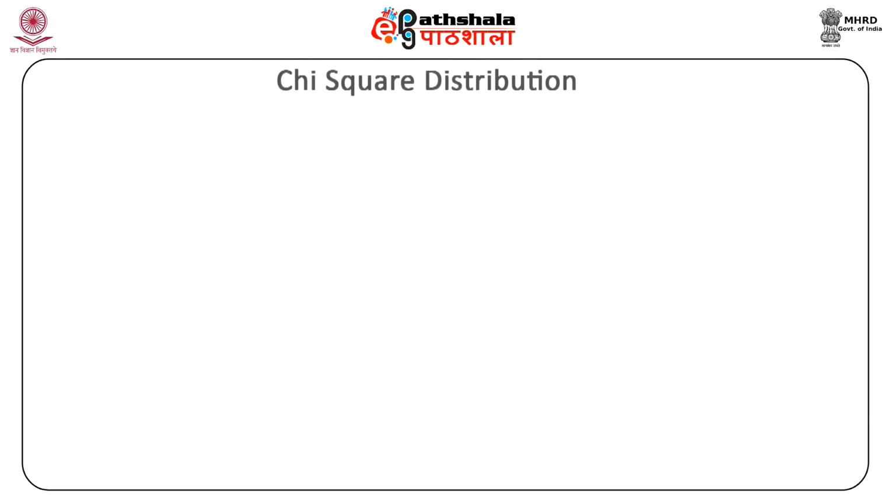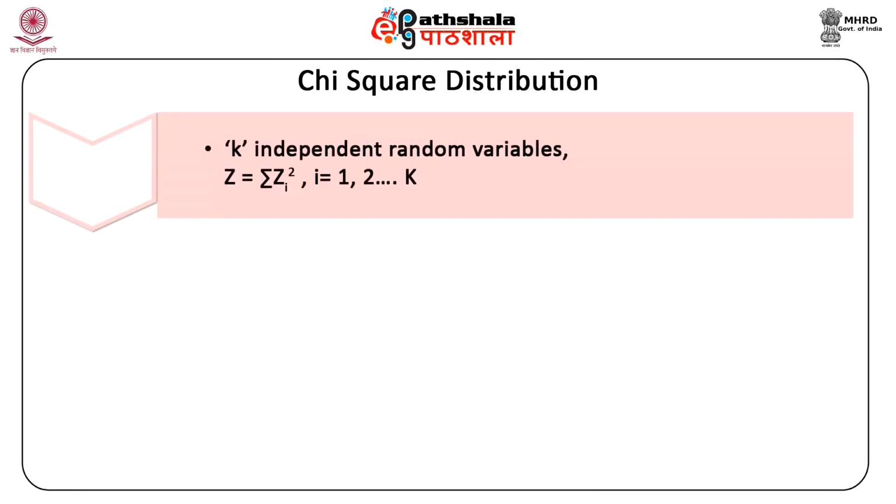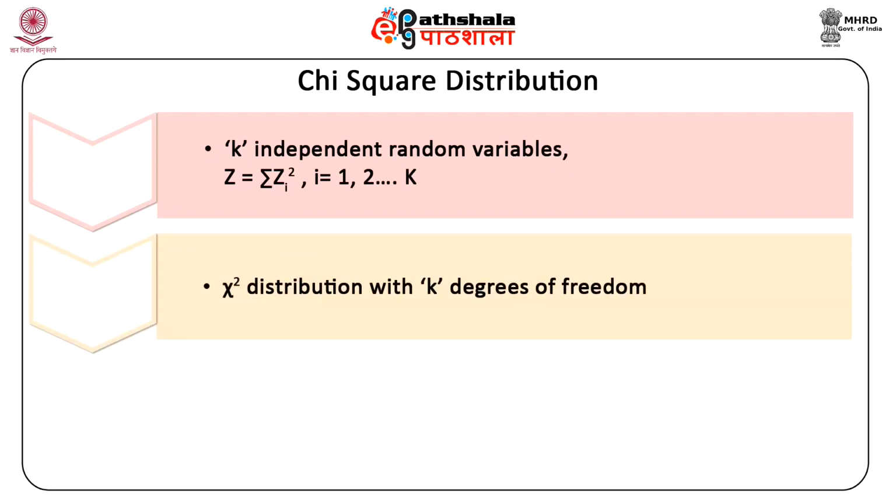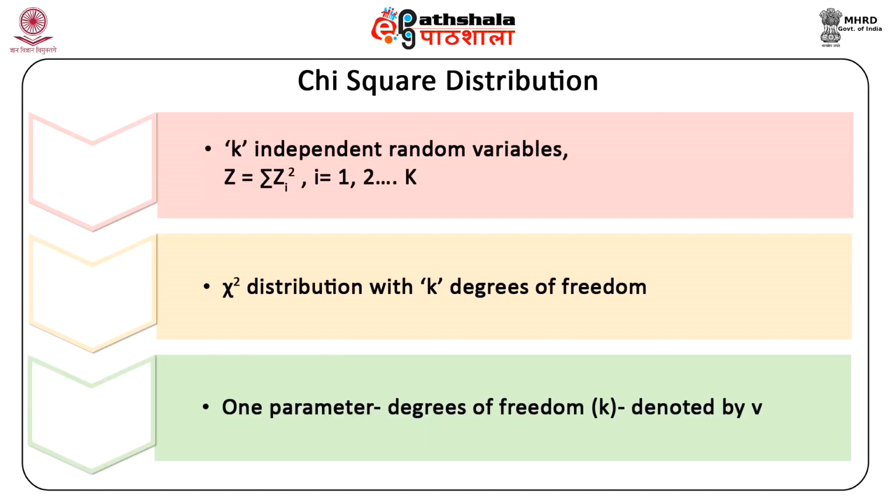One of the most important non-parametric tools is the chi-square test. It is an entire family of distributions. We take k independent random variables with standard normal distribution. Let these be z1, z2 up to zk. Then the statistic Z equal to the sum of zi square, i varying from 1 to k, is said to have chi-square distribution with k degrees of freedom. It has only one parameter called the degrees of freedom k.